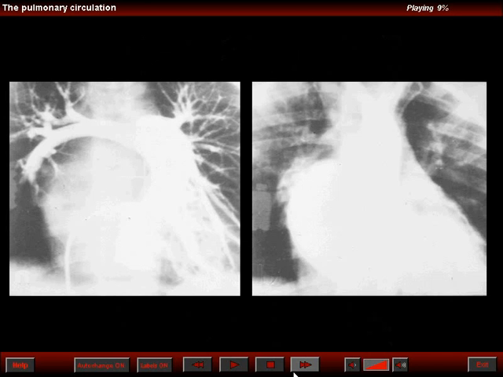In this case, there is cephalic displacement of the right pulmonary artery by a massively enlarged left atrium. Note that the rounded density that we see below the right pulmonary artery, which curves around this density, is a massively enlarged left atrium. This patient had congenital mitral insufficiency.